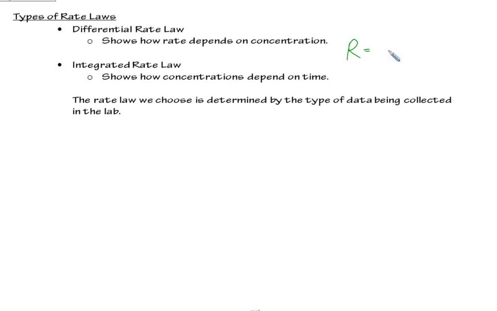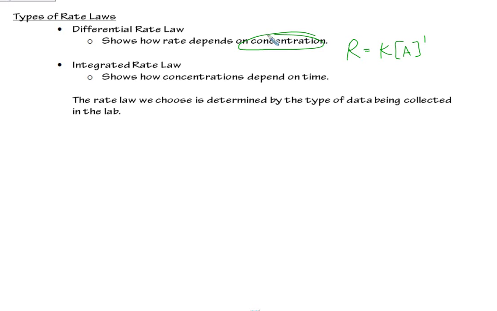R equals some constant times the concentration of your reactant raised to some order. It's usually a 1 or a 2, something kind of like that. And there might be more than one reactant, and we just string them all together. That's called a differential rate law. It shows how the rate depends on concentration.